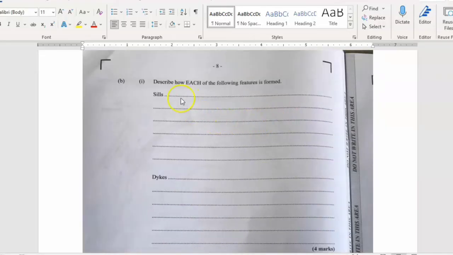Part B. Question B, part 1 asks us to describe how each of the following features is formed. Now a sill. Sills are basically small intrusions along the bedding layers and they form horizontal layers of magma. An example of a sill is the Newcastle Sill in Jamaica. Sills are formed when magma intrudes between rock layers and cools to form a horizontal or gently dipping sheet of igneous rock.